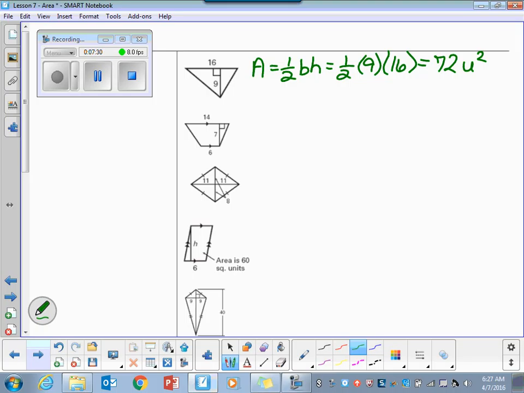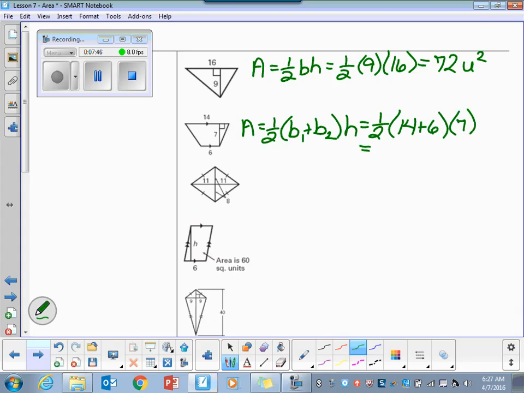We've got a trapezoid. Area equals 1/2 the sum of the bases times the height. So 1/2, 14 plus 6 times 7. 14 plus 6 is 20. Half of 20 is 10. 10 times 7 is 70 units squared.